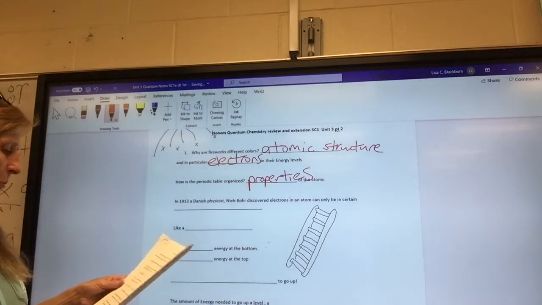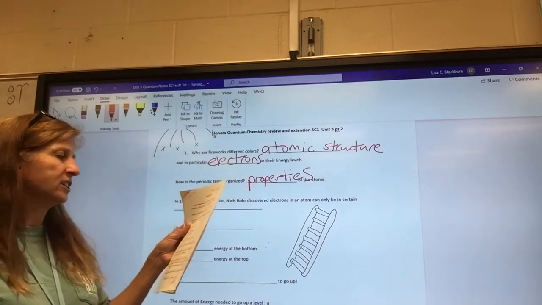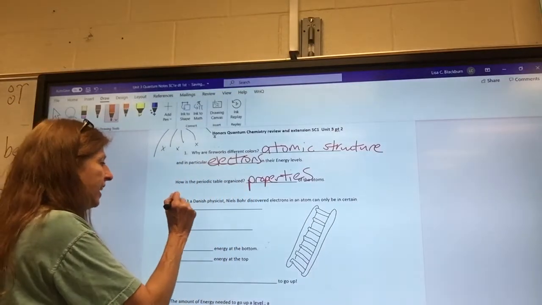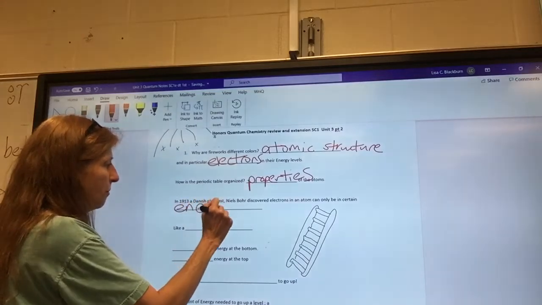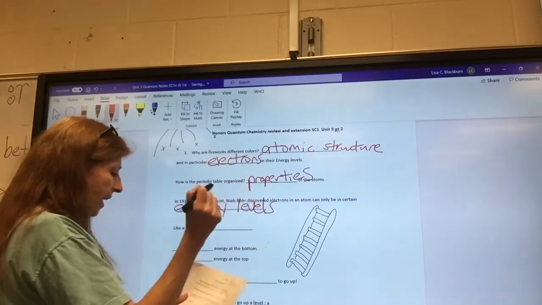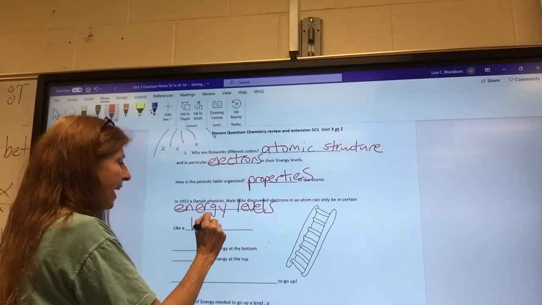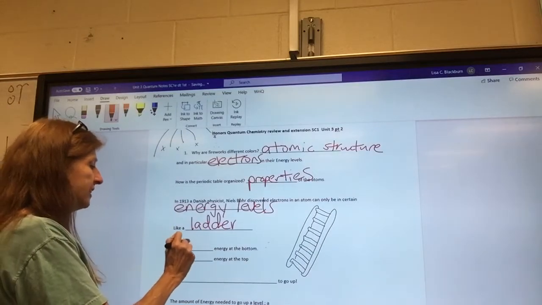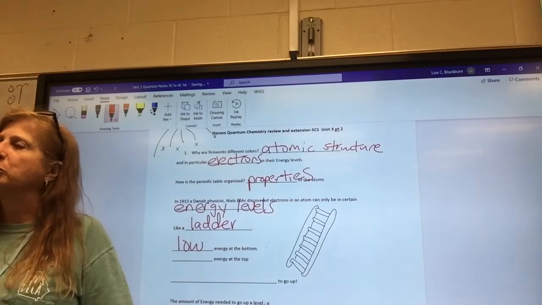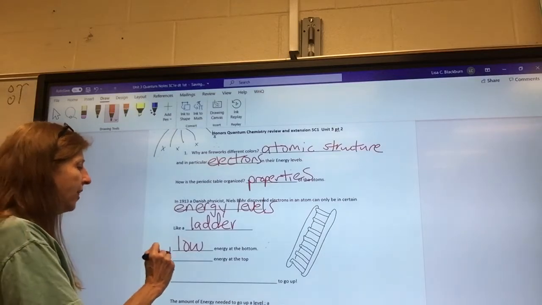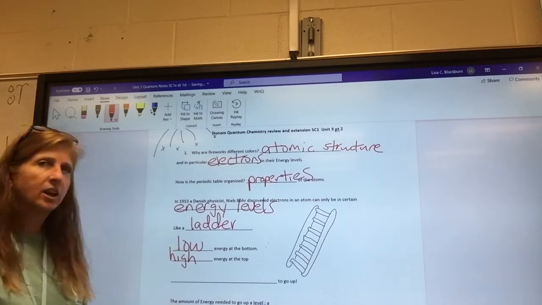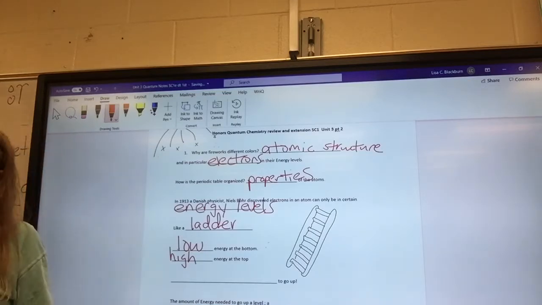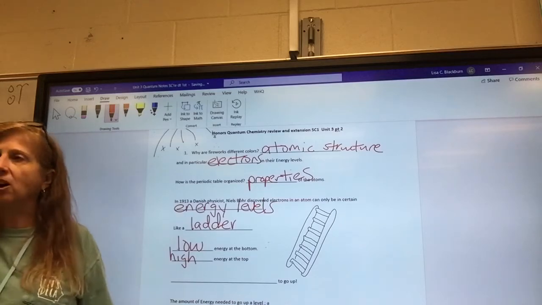Okay, so the history of this: in 1913, the Danish physicist Niels Bohr discovered electrons in atoms can only be in certain energy levels. That's our Bohr model. It's like a ladder, and the electron has to jump between the rungs. The low energy is at the bottom, so that 1s room is the low one, easy to get into. The high energy is at the top. If you had a 7s room, it would take a lot of energy for that poor little electron to jump in there.